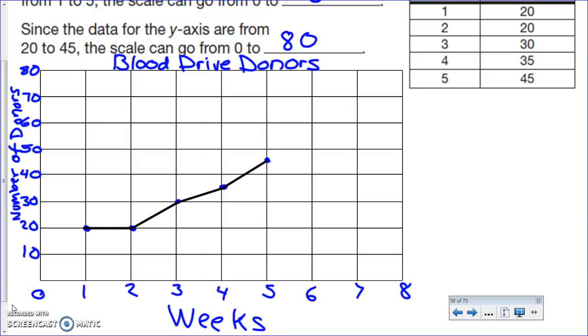So make sure you have everything copied down and the graph completely drawn, and then glue this page in your math notebook.